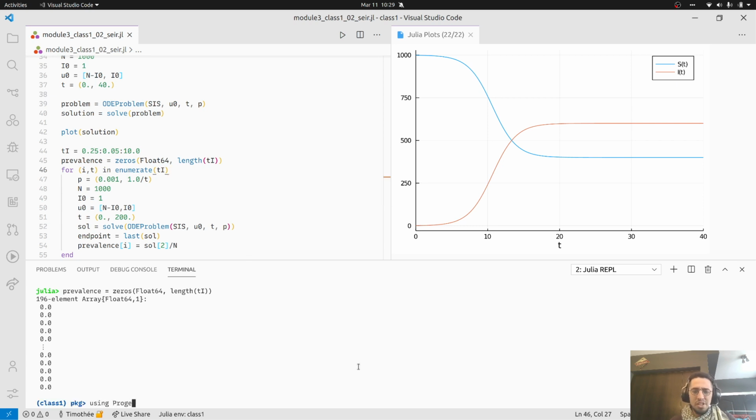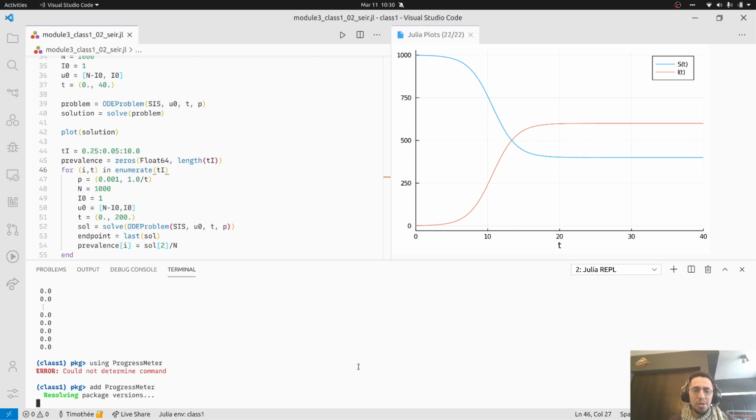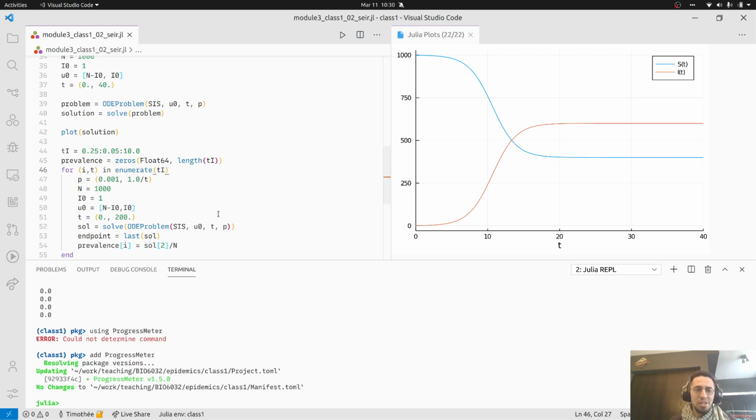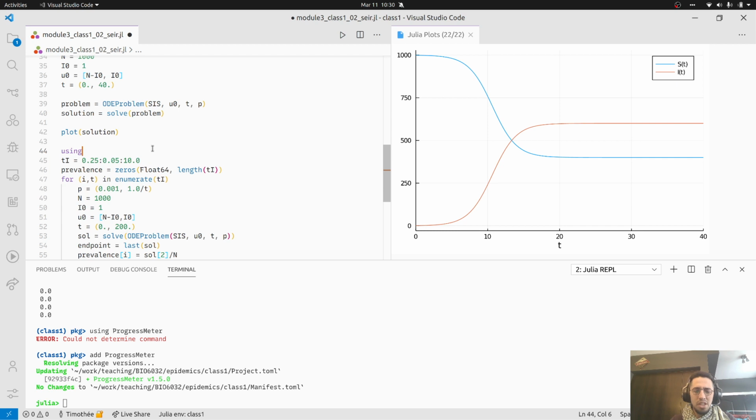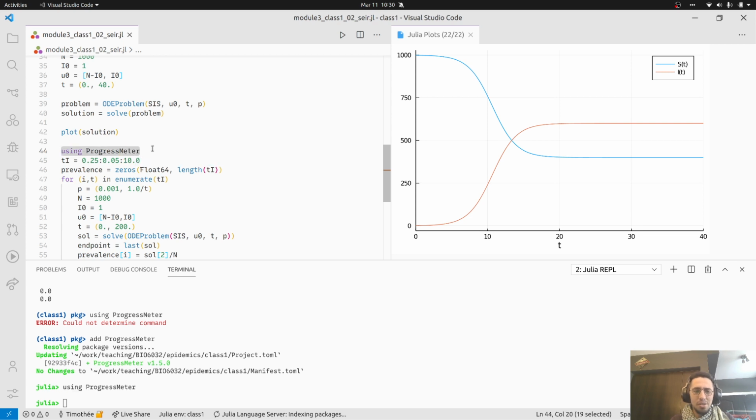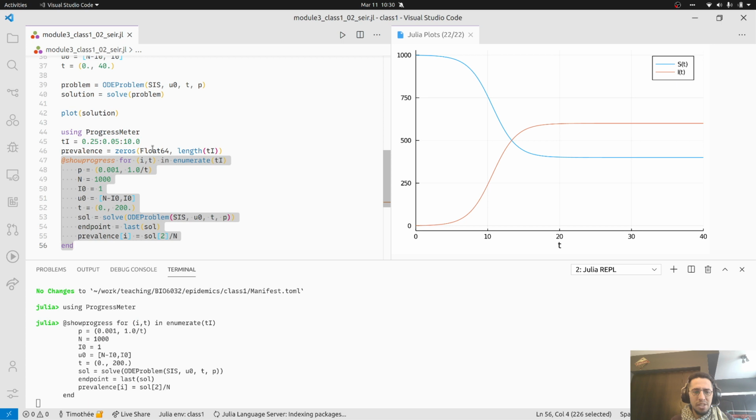Just because I think it's useful to know that, I'm going to add a package, which is called ProgressMeter. I'm just going to put it here, using ProgressMeter. What ProgressMeter is doing is that it's going to add a little progress bar to your simulations, and the command is called show progress. Let's run that.